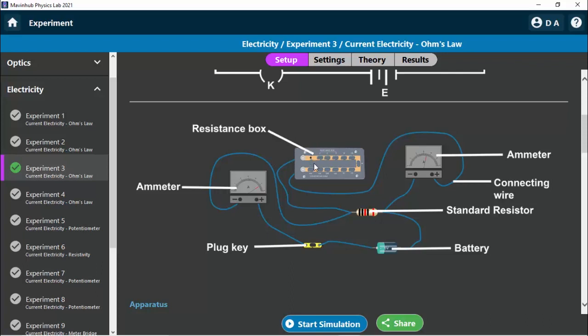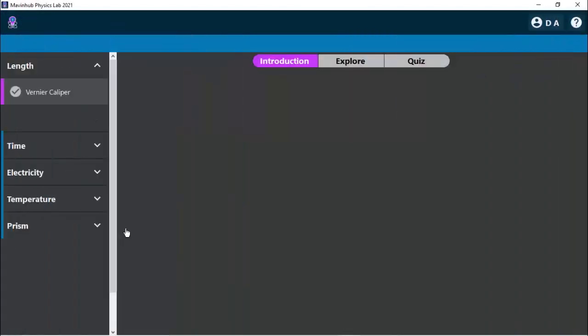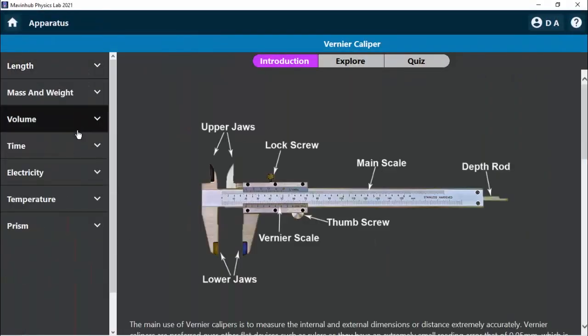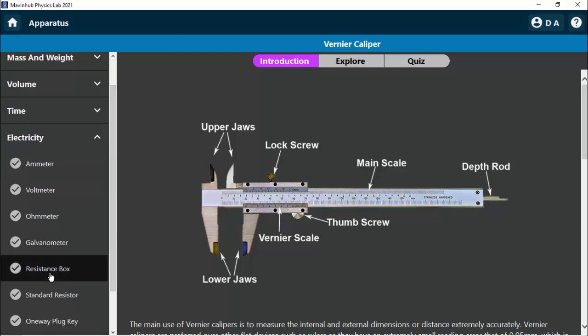You can decide that, okay, I want this resistance box to have maybe 10 ohms or 20 ohms and so on. So you can set variable resistance on a resistance box. I'm going to show you what a resistance box looks like and how to actually set different resistance. So let's go to the apparatus section of the Mavinhub Physics Lab. Under the apparatus section, I'm going to go to electricity. Under electricity, I'm going to go to resistance box.